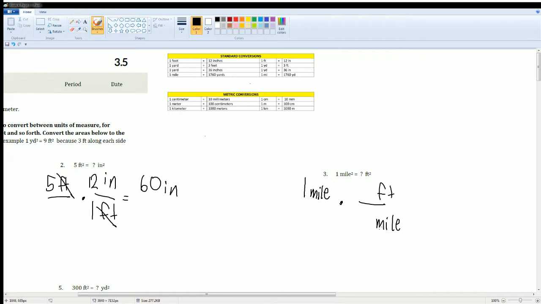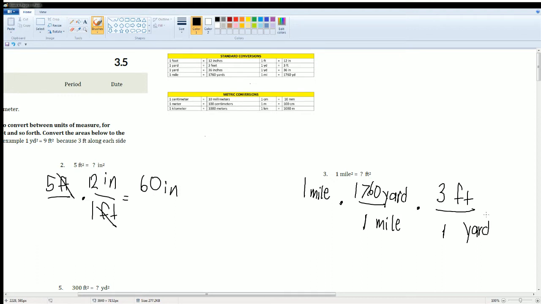So you don't have miles to feet. You have miles to yards. And that is 1 mile equals 1,760 yards. But yards isn't what you want. You need feet. So you have to do this again. Yard goes on the bottom, and on top you want feet. Do we have that? Yes, we do. 1 yard equals 3 feet.